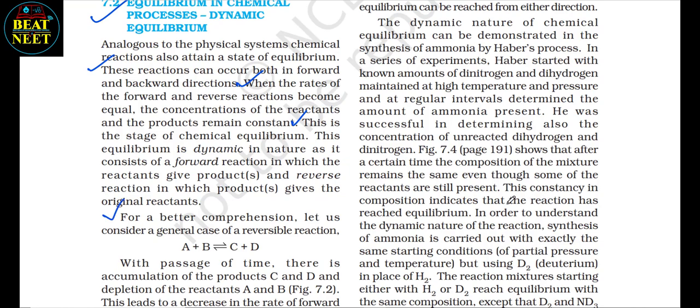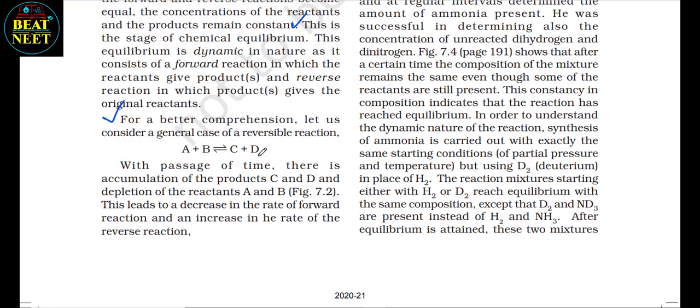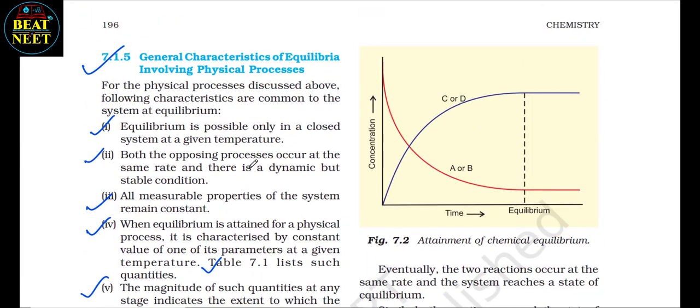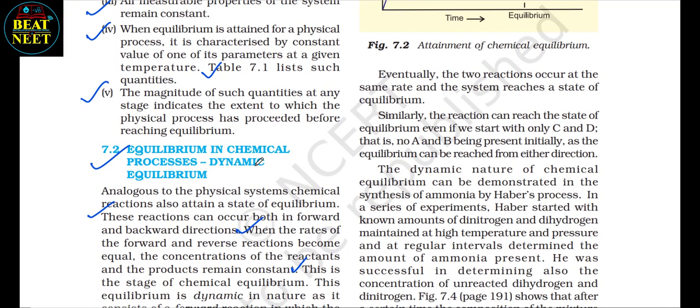For a better comprehension, let us consider a general case of a reversible reaction, that is A plus B reversible C plus D. With passage of time, there is accumulation of the products C and D and depletion of the reactants A and B, figure 7.2. This leads to a decrease in the rate of the forward reaction and an increase in the rate of the reverse reaction. Here you can see figure 7.2, the attainment of chemical equilibrium. Eventually, the reactions occur at the same rate and the system reaches a state of equilibrium. Similarly, the reaction can reach the state of equilibrium even if we start with only C and D, that is, no A and B being present initially, as the equilibrium can be reached from either direction.